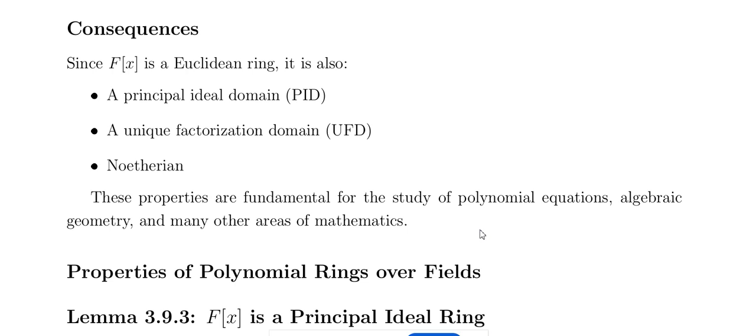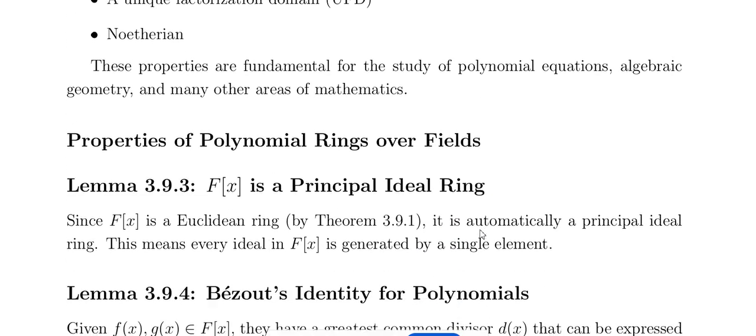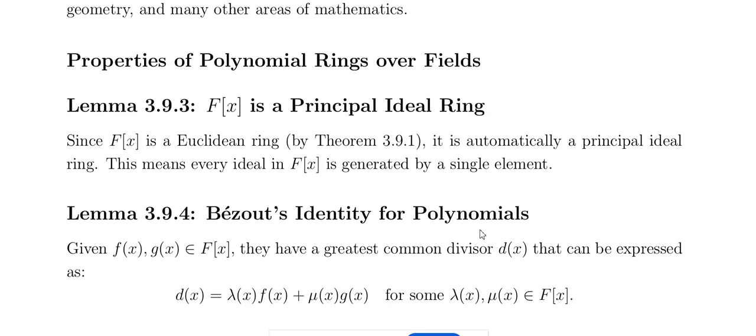And properties of polynomial rings over the field. F of x is a principal ideal ring. So since F of x is a Euclidean ring, it is automatically a principal ideal ring. So every ideal in F of x is generated by a single element.